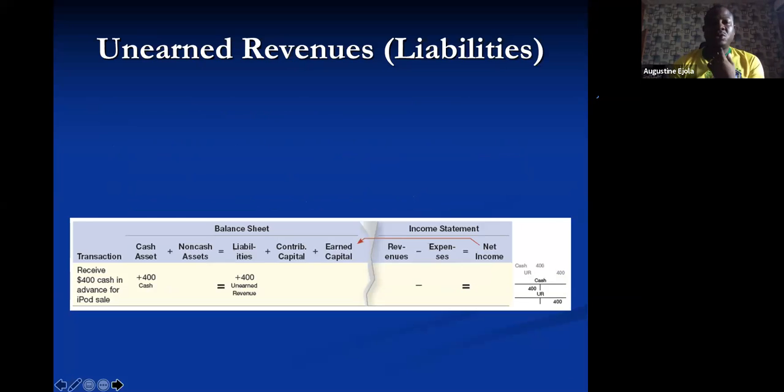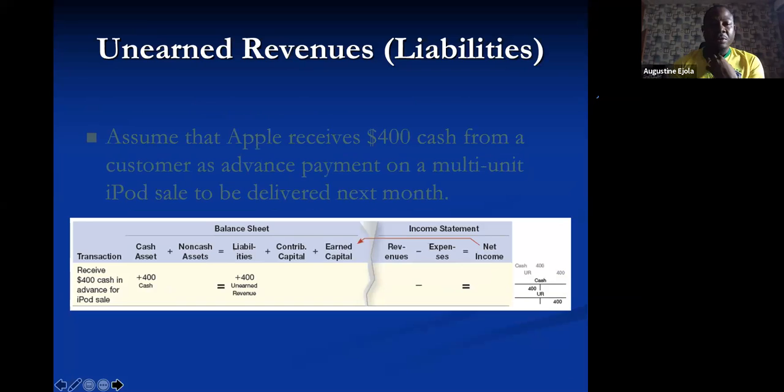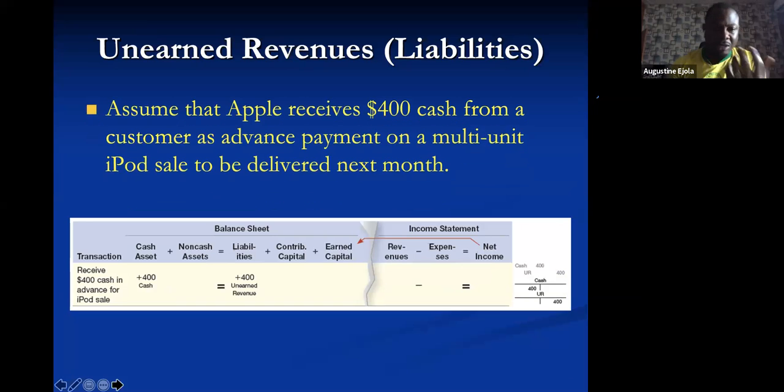Same thing will also happen with unearned revenue. We're saying, assume that Apple receives 400 million in cash from a customer as an advance payment on a multi-unit iPod order, say to be delivered next month. All right. You are going to make delivery next month. In this case, you are selling a product, and someone has paid you, but you have not given him that product.